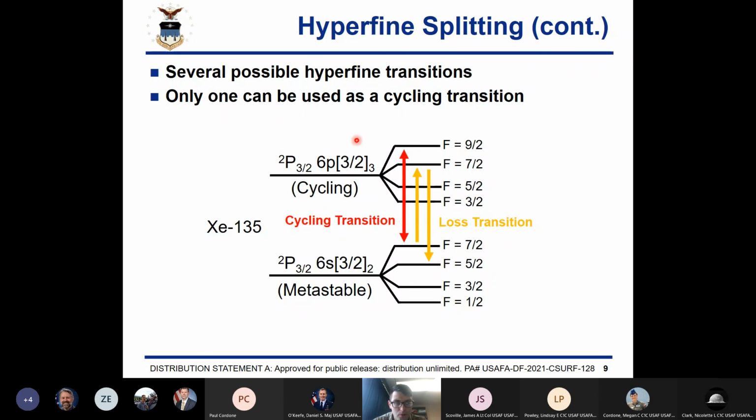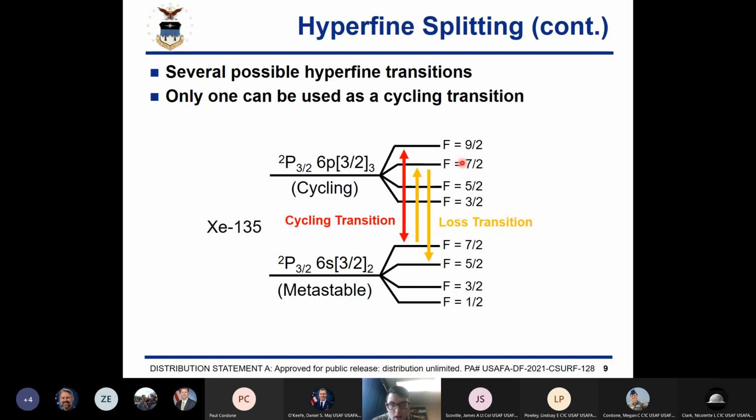So here's a little bit more visual representation of hyperfine splitting. You can see that each one of our states of interest, the metastable state and the cycling state, split into multiple different hyperfine levels. This allows for many different possible hyperfine transitions, but only one of them, shown in red, is the cycling transition we're actually interested in. Now, there is also the loss transition, which goes to the hyperfine level just below that of the cycling transition.